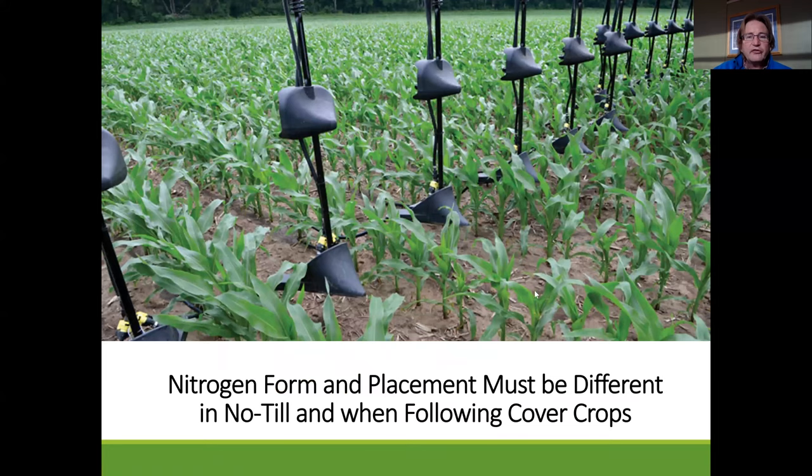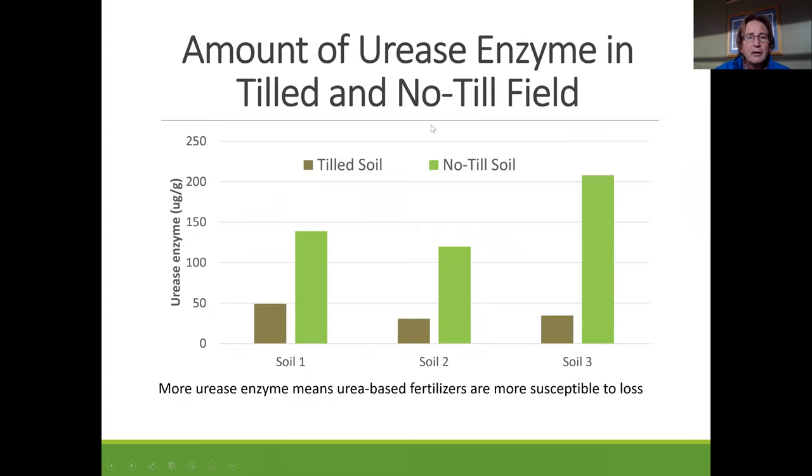So I'm going to switch now and just talk a little bit about what my view is one of the problems with no-till and in cover crop situations: the nitrogen problem. Nitrogen form and placement must be different in no-till and when following cover crops. I'm going to review some studies that were published that give you an understanding of what's going on.